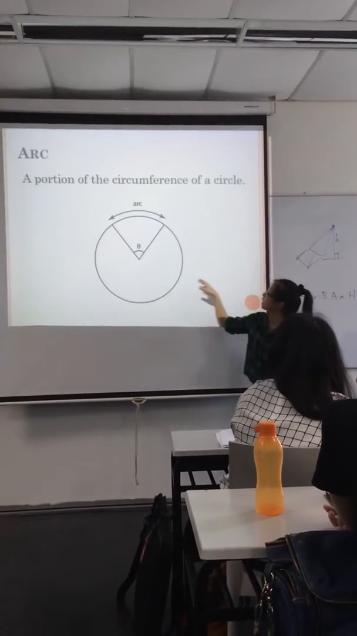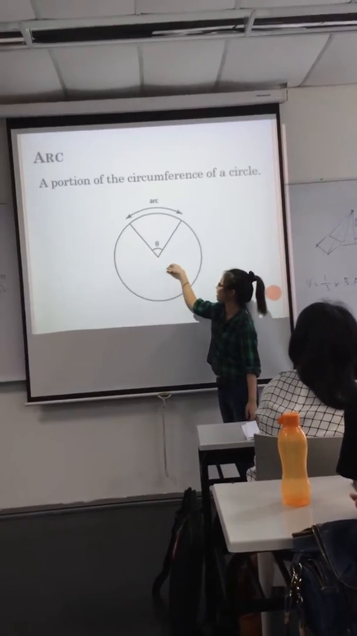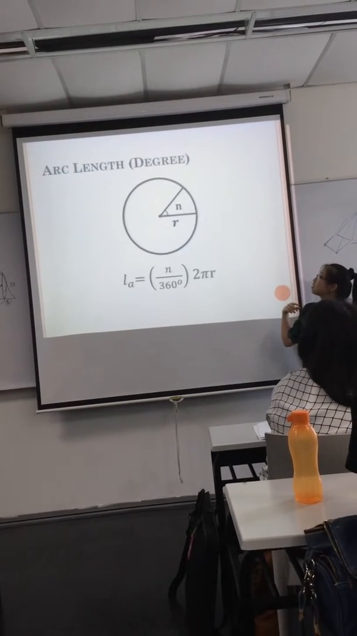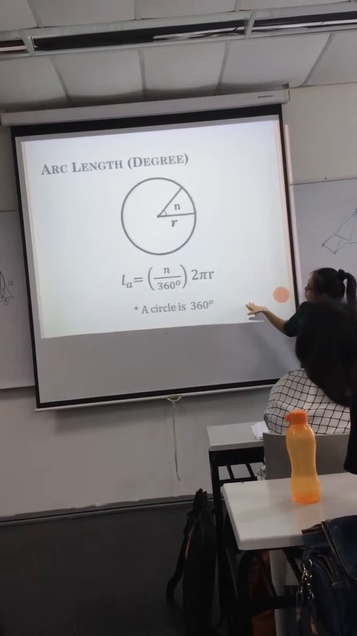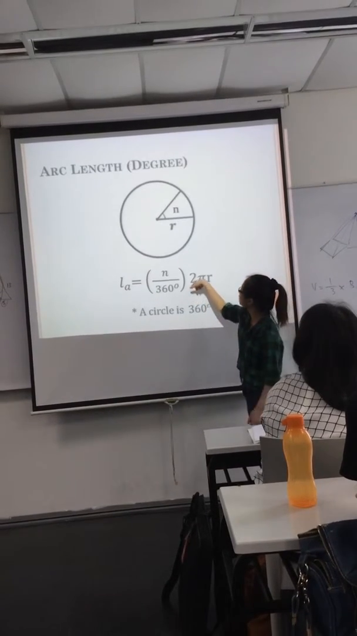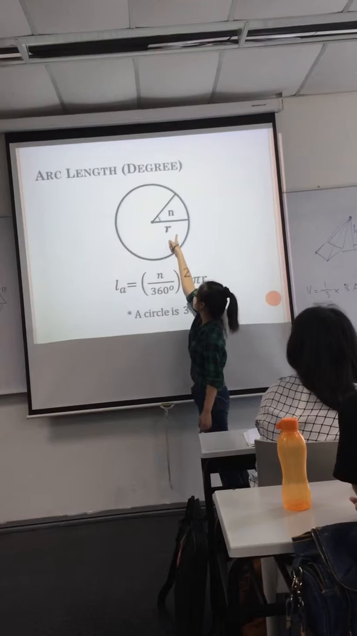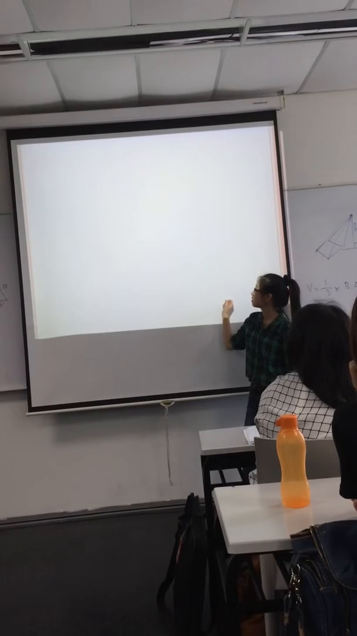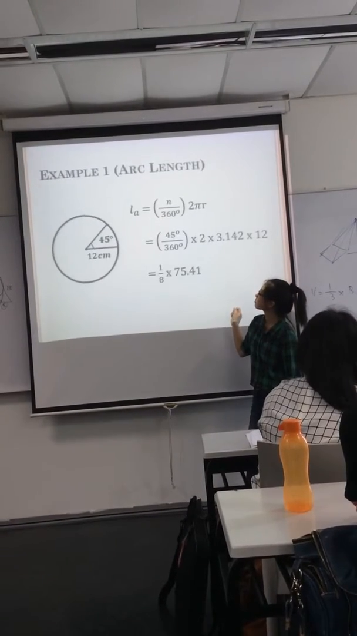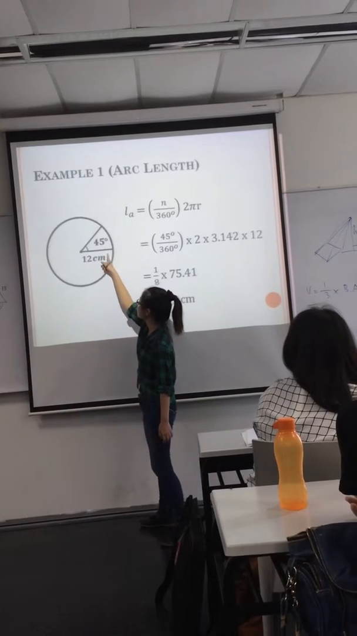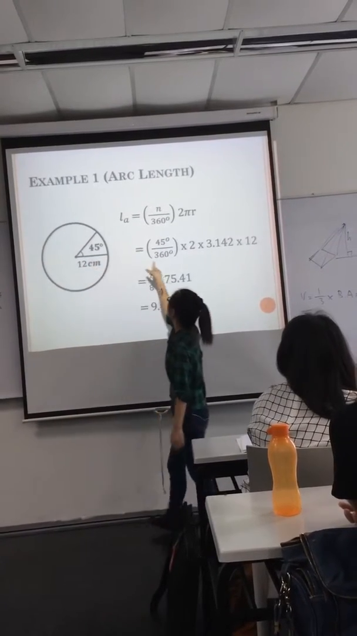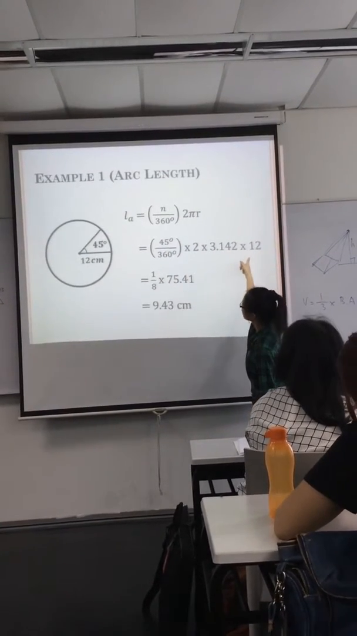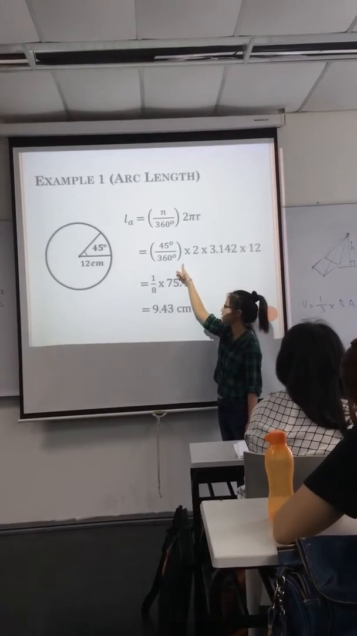Arc is a portion of the circumference of a circle. Arc length. If the question gives degree, the n is degree, we use this formula to find the arc length. This question gives 45 degrees and 12 cm radius, and the n will be the 45 degrees, and r will be the 12 centimeters. Again, sub all the information and get the answer.